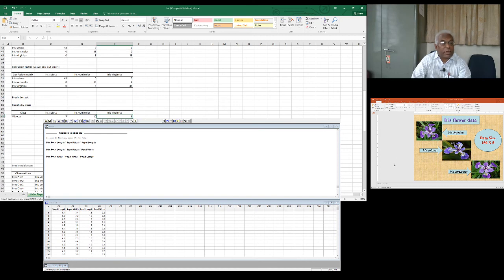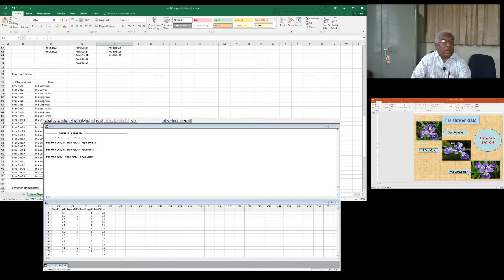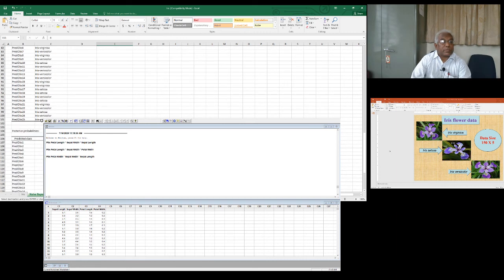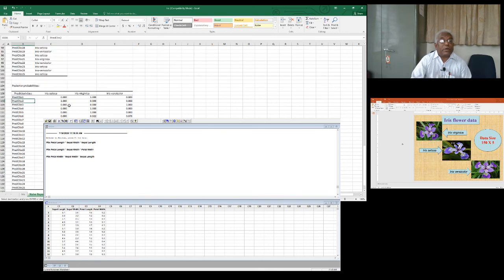This is the actual classification. You can see here. This is the prediction table, observation and its class. You will see another table of posterior probability. Observation 1, it's 100% it belongs to virginica. Observation 2, flower 2, it 100% belongs to setosa. You will see some probabilities. For example, here observation 6 belongs to virginica with probability 0.92.